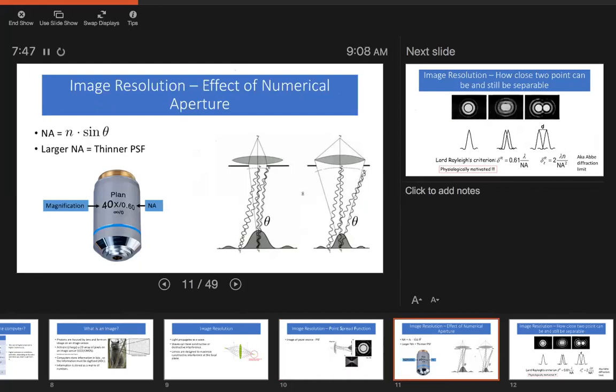Now, a larger numerical aperture, basically more light that can come in, would mean a thinner point spread function, and I will show in a minute how this translates into better resolution. Right, so are you more or less with me so far?